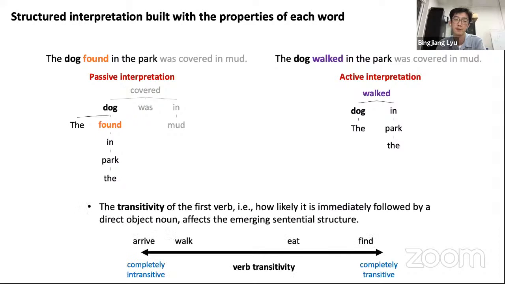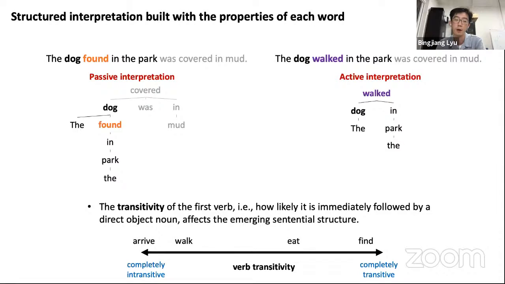This is because find is a highly transitive verb. It's often immediately followed by an object noun. So the absence of a highly expected object noun will make a listener prefer to interpret found as a passive verb.